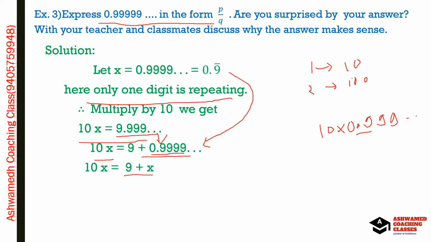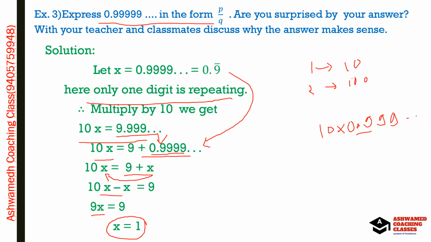Now x goes to this side, it becomes minus. So 10x minus x is nothing but 9. And what is 10x minus x? It is nothing but 9x. 9x is equal to 9, and therefore x is equal to 1. This is the value of x.